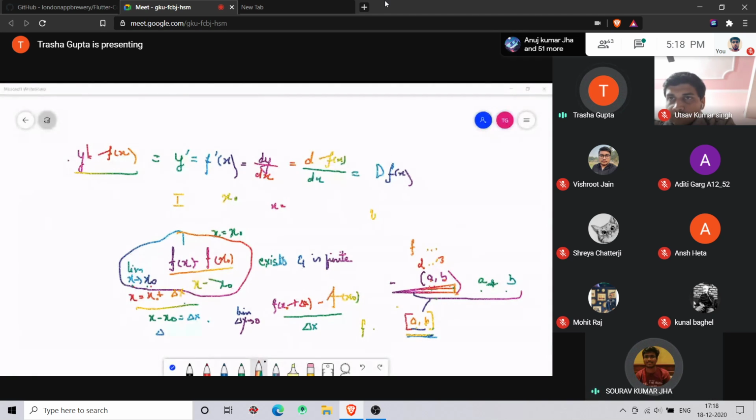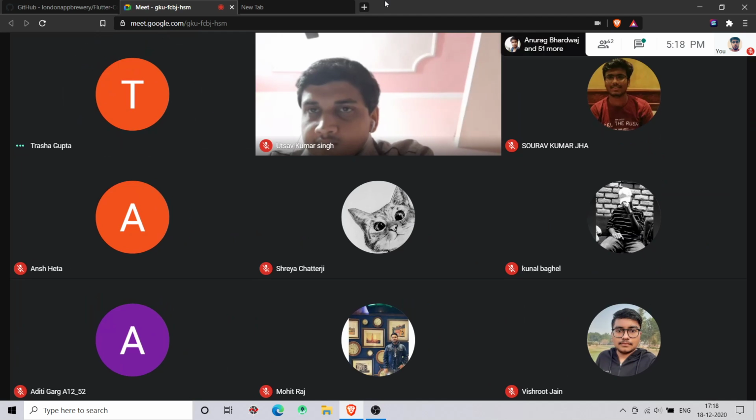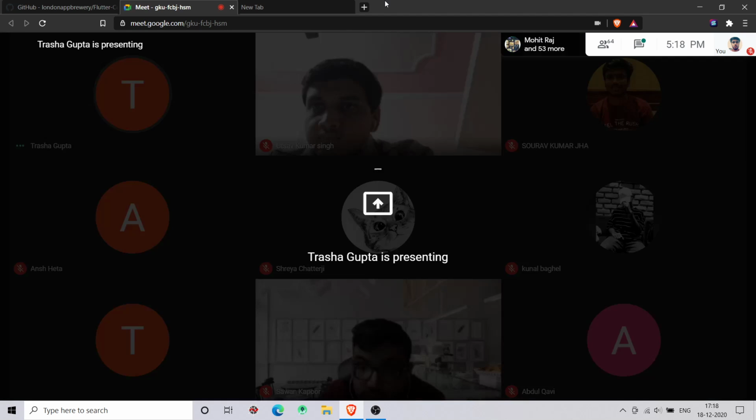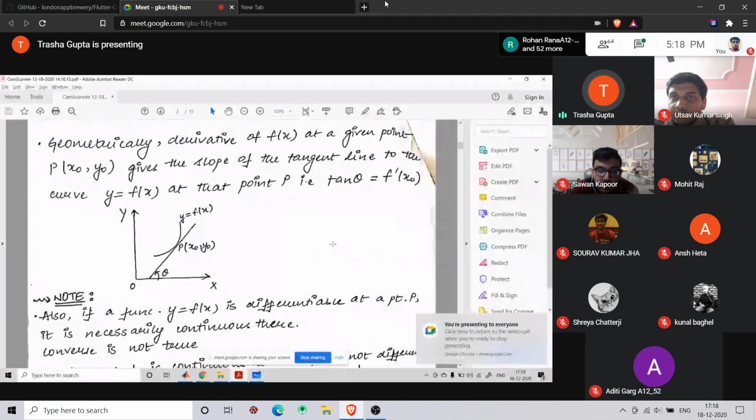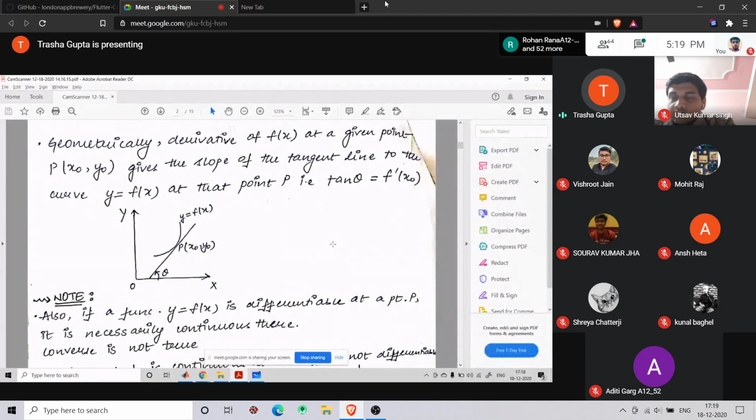So if we try to understand, is the screen visible? If we try to understand geometrically what is the meaning of the derivative of a function f(x) at a given point (x0, y0), then we mean that it gives the slope of the tangent line to the curve y = f(x).